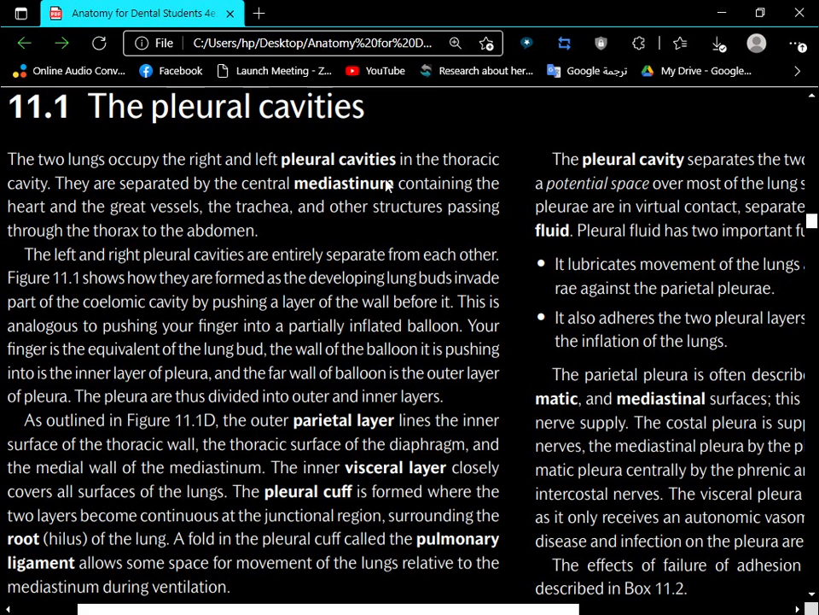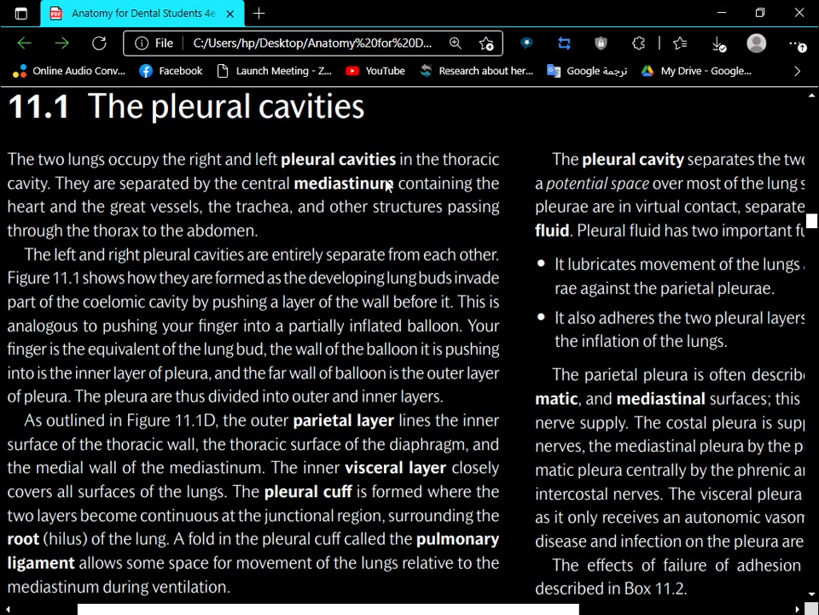Starting with the pleural cavity, the two lungs occupy the right and left pleural cavities in the thoracic cavity. They are separated by the central mediastinum containing the heart and great vessels, the trachea, and other structures passing through the thorax to the abdomen. The left and right pleural cavities are entirely separate from each other.